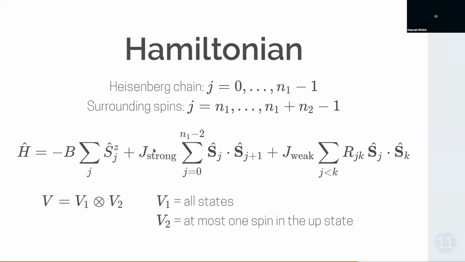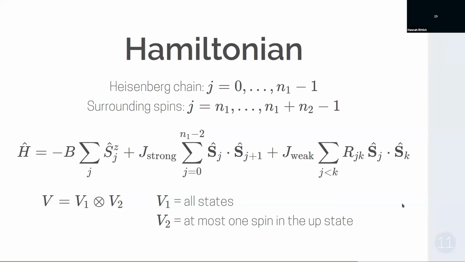Okay, so the clever thing to do now is to construct the space that we're doing the simulation on by taking the tensor product of two spaces. The first one represents all the states that the Heisenberg chain can be in, and the second space defines the states of the surrounding spins. And there, because we only expect a slight excitation, we limit it to all the states where at most one spin is in the up state.